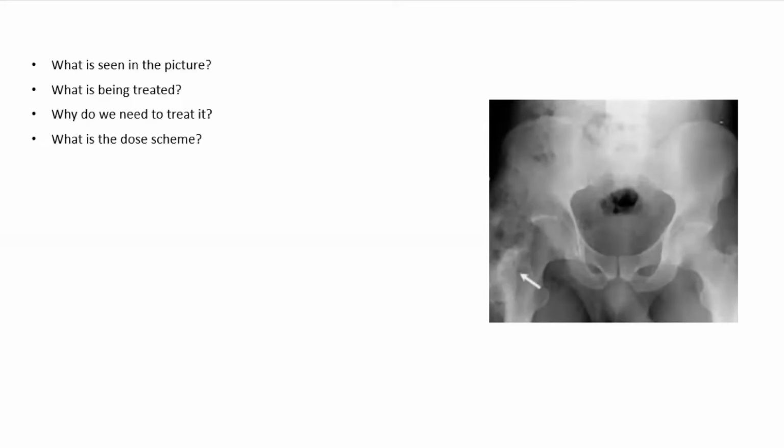All right, so you might see a diagram or a picture like this, simply asking what is seen in the picture, what is being treated, how do we treat it, and what is the dose scheme? So first thing you're going to look at, okay, you see the pelvis, maybe you would consider it's a prostate implant, but we don't see any seeds.